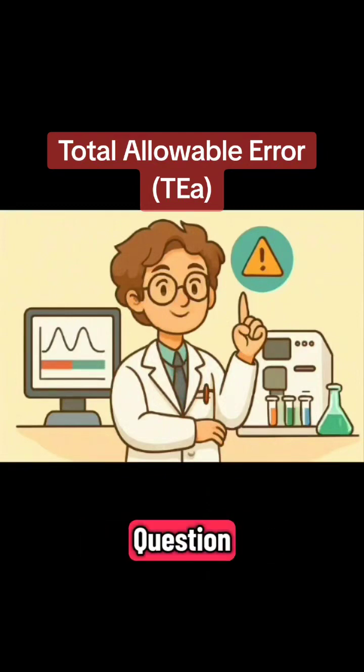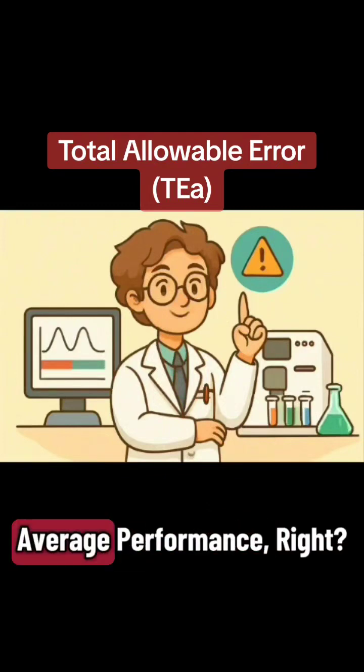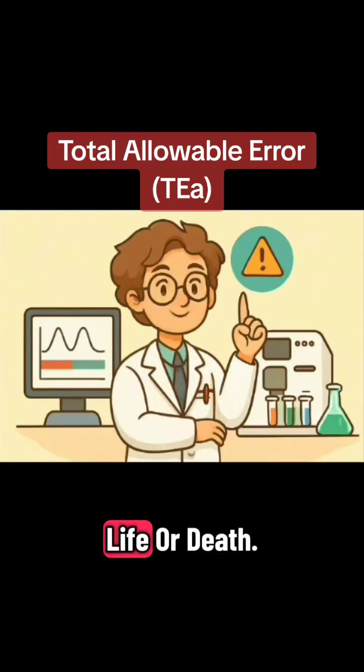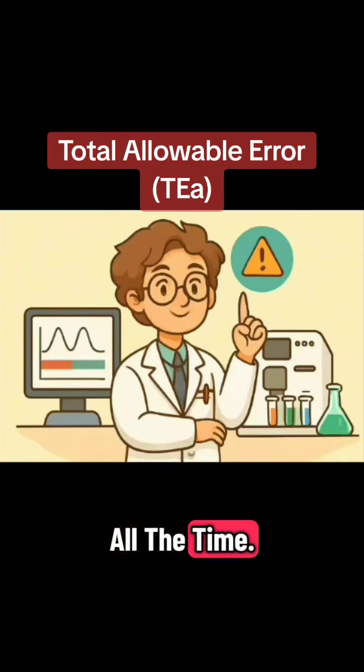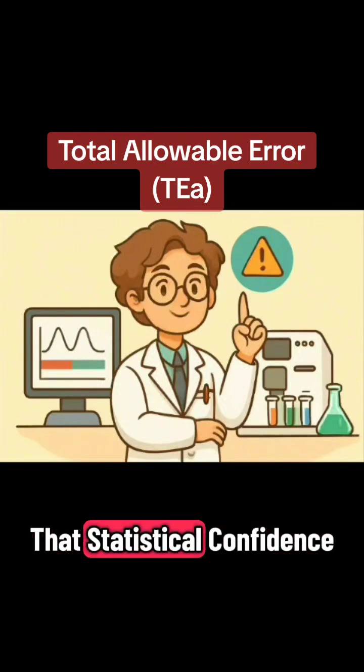That's the crucial question. It's because we can't just accept a result based on average performance. Right. We're making decisions that can be life or death. So we need very high confidence that a measurement will be reliable nearly all the time. The Z factor is what builds that statistical confidence into the result.